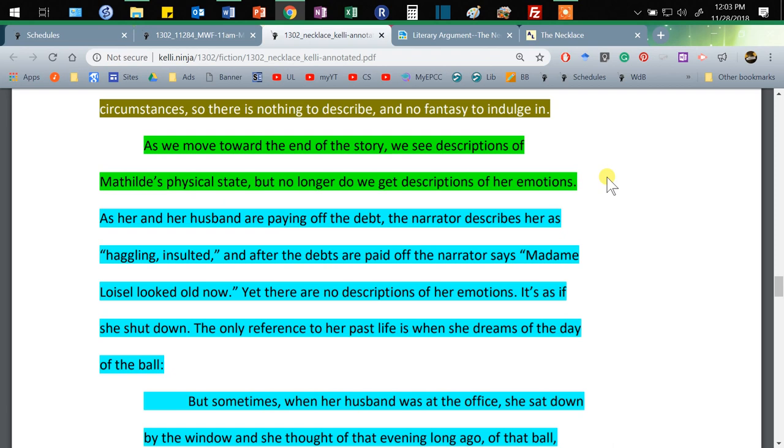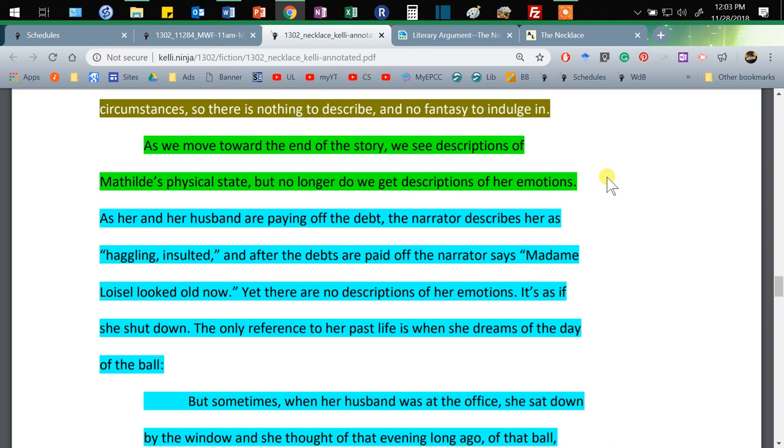As her husband and she are paying off the debt, the narrator describes her as haggling, insulted. After the debts are paid off, the narrator says Madame Loisel looked old now, yet there are no descriptions of her emotions. Oh, it's a little repetitive. See how reading it out loud, you're like, oh, wait. Okay, so I would get rid of it probably here. I would just say it's as if she shut down.